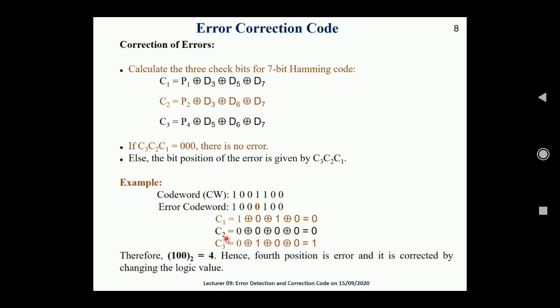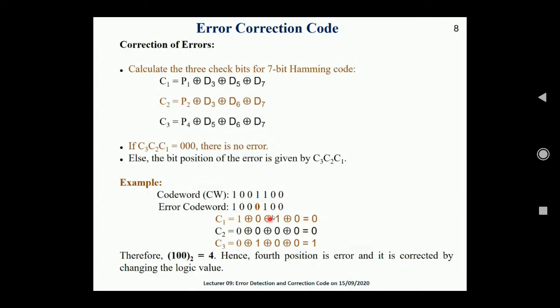Now for C2, we apply P2 modulo D3, D3 modulo D6, D6 modulo D7. So we are getting 0 0 0 0, and the value of C2 is 0. And C3 is P4. P4 means we are going from the error code word, not the correct code word. Suppose C3 equals P4, which is the 4th bit position. The 4th bit position in the error code word is 0, so here I am writing 0.